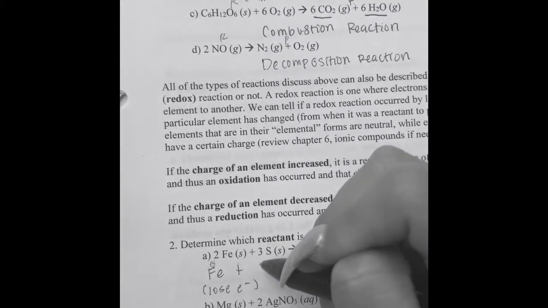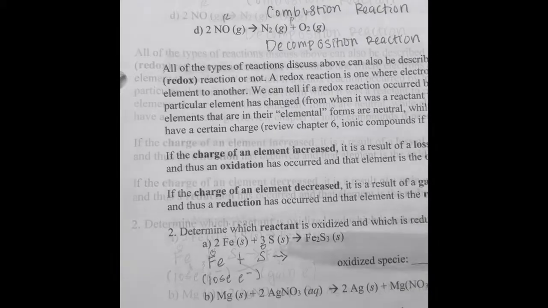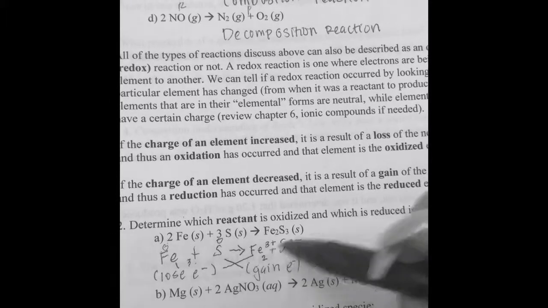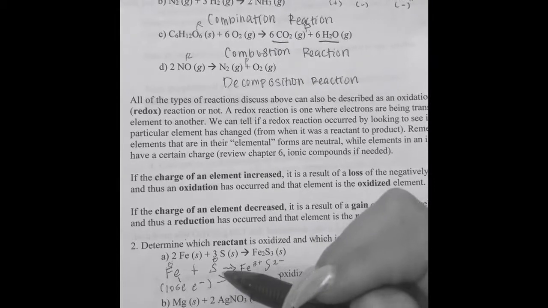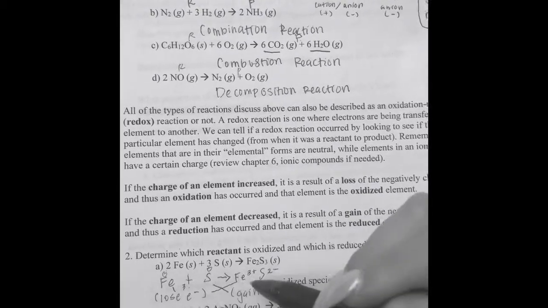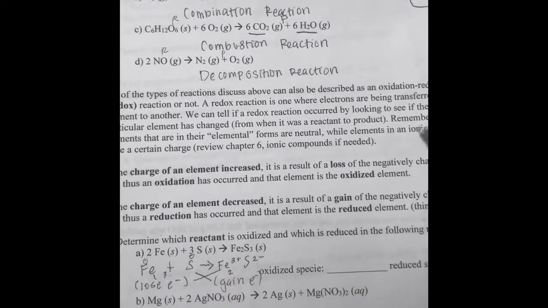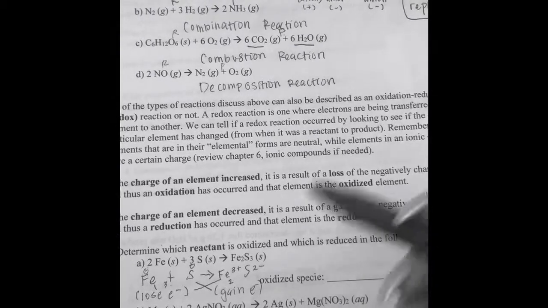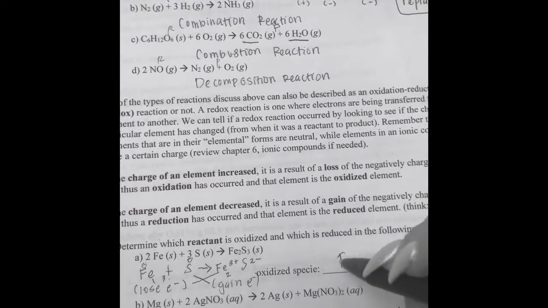And now we're going to say that sulfur is going to then be Fe3+ plus sulfur 2-. So what does that mean? Well, we have lost 3 electrons, and sulfur gaining 2 electrons. We can say that our oxidized species, since we know that iron lost, also acronym for OIL, oxidation is loss of electrons, is going to be Fe.